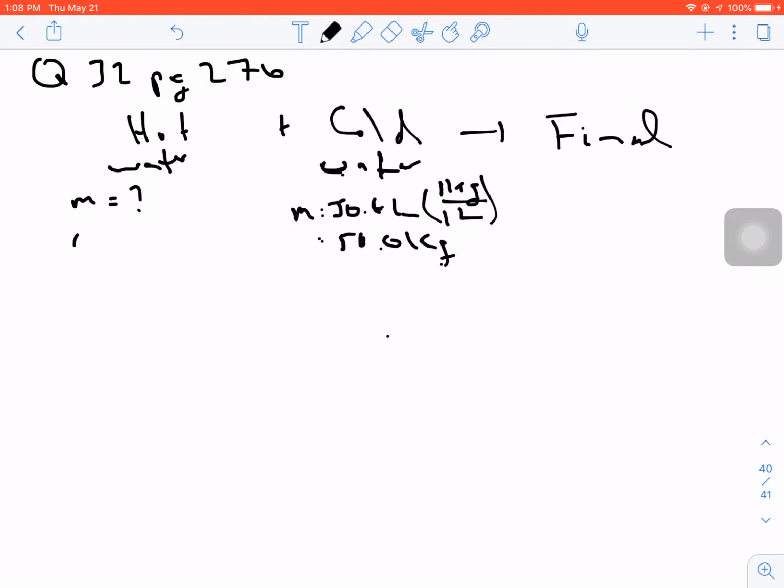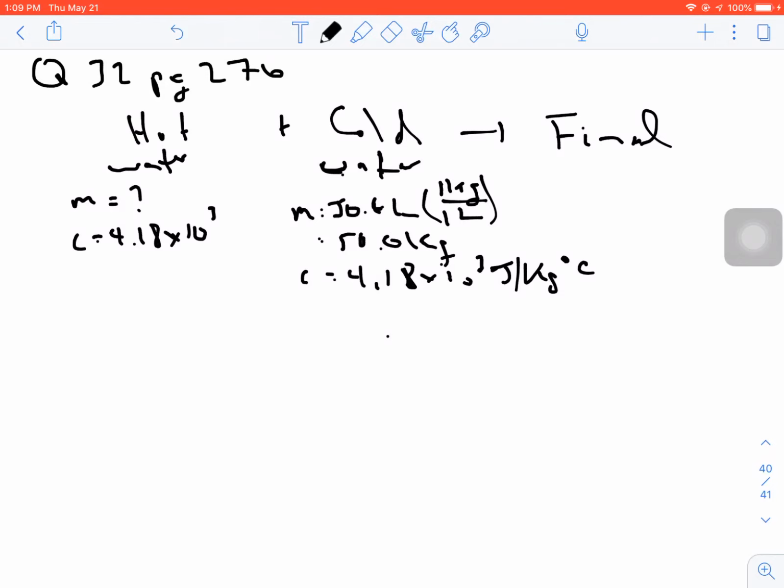Now, I know that they're both water, so they both have the same C value, 4.18 times 10 to the power of 3 joules per kilogram degree Celsius. And the C here is also 4.18 times 10 to the 3 joules per kilogram degree C. So those are my C values.